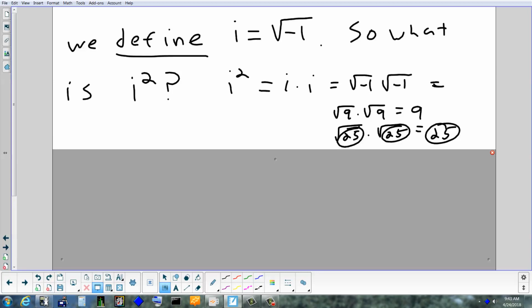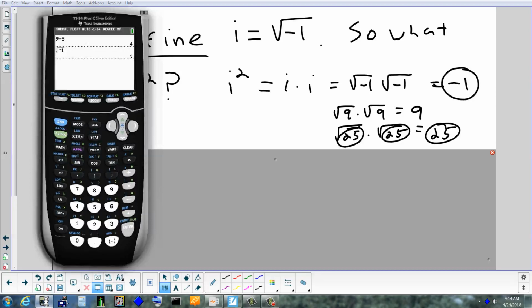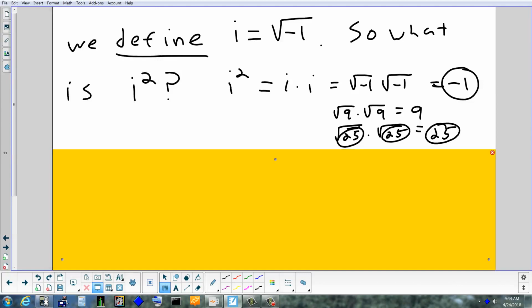So what's the square root of negative 1 times the square root of negative 1? Negative 1. And that's very important. So when we get into multiplication, i squared is going to come up a lot. If you ever leave i squared in a final answer on the test, I will mark it wrong. Because i squared can be simplified to the number negative 1. You can also do that on the calculator. I can square it, and you can see the answer I get is negative 1. So keep that in mind. i squared equals negative 1.